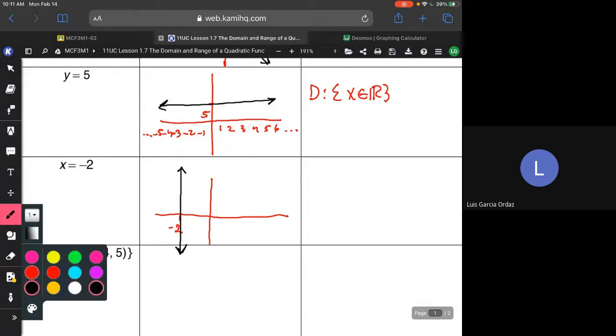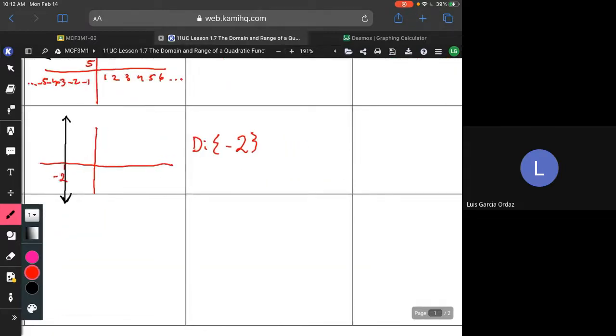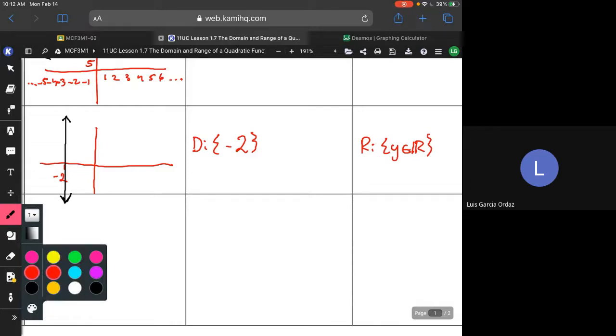Now, what do you guys think my domain is going to be? Camilla? Pardon? -2. So my domain is just going to be the x value that it hits, which is -2. Now, if you guys notice the pattern between a horizontal and a vertical line, what is my range going to be in this case? y is an element of the real numbers, because my graph can continue going all the way up, and it can continue going all the way down, which is why my range is all of the real numbers on the y-axis.